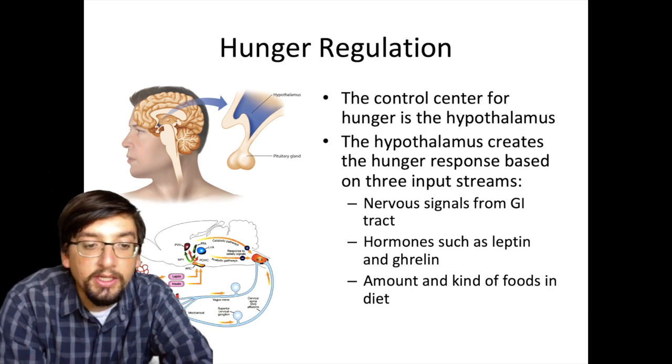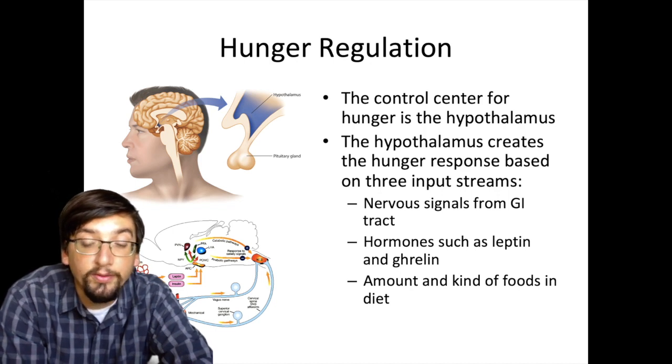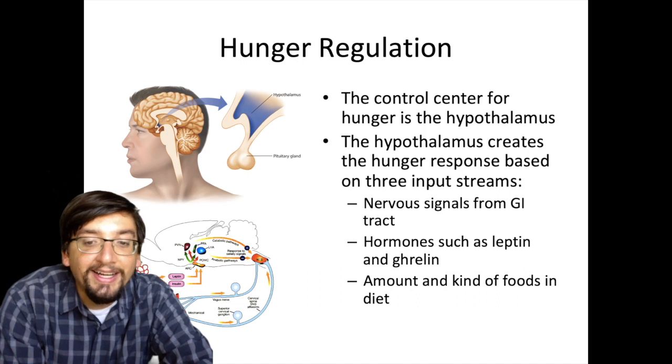Ghrelin is the opposite. Ghrelin stimulates hunger. Ghrelin is secreted when we're hungry, especially when you start eating food. That's what makes food taste so good. They always say that the best spice is hunger. That's what makes everything taste better.